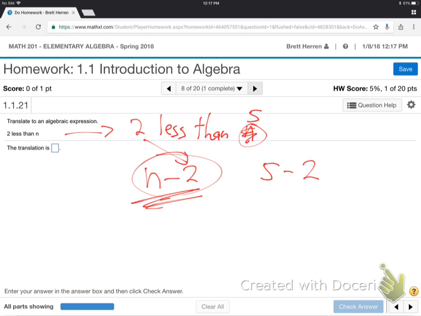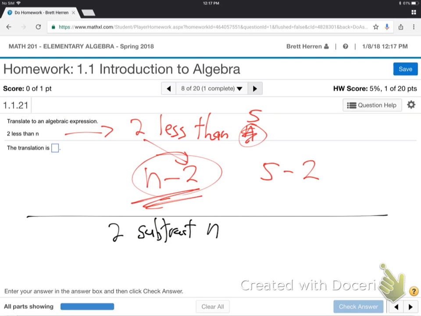It's the same thing when you have more than. It's the word "than" that signifies it. Because let me change it up. What if they said 2 subtract n? Then the 2 would go first, wouldn't it? Right, it's the "than" that switches the order. We all good with that? Questions on that? So you've got to watch for those two kinds of phrases. They'll use either one of those, and the less than goes at the back. All right.